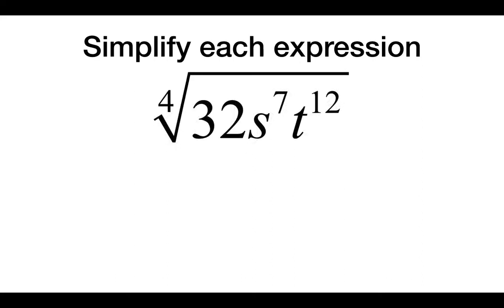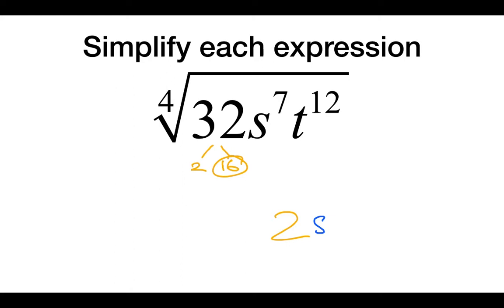Let's try this one. The 4th root of 32. So I know that that is 2 times 16. And 16, I actually know the 4th root of 16 is 2, because we've already established that earlier. Now, with s to the 7th, we can get out 1 set of 4 out of those 7. So I'm going to say just s.